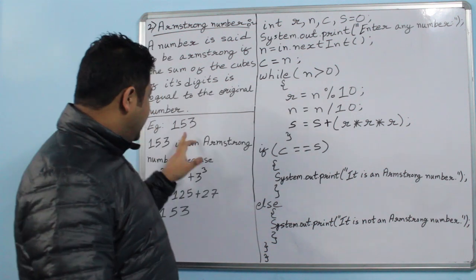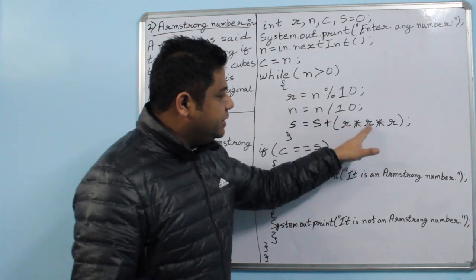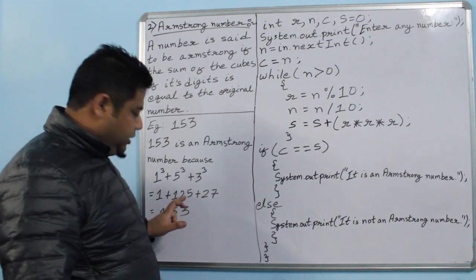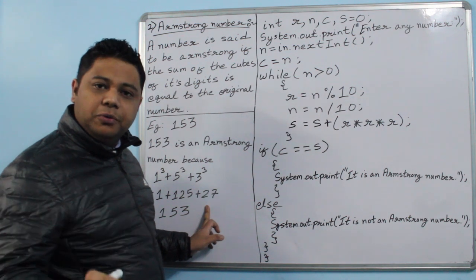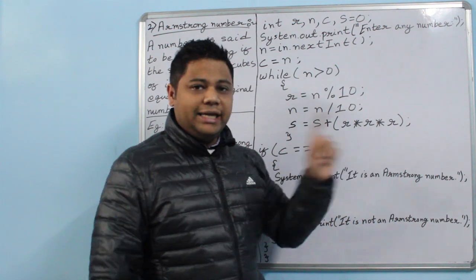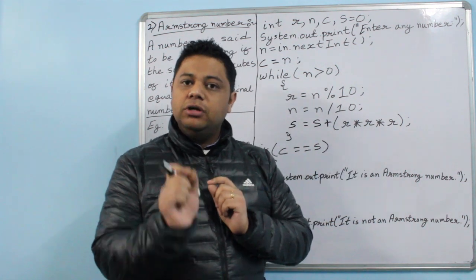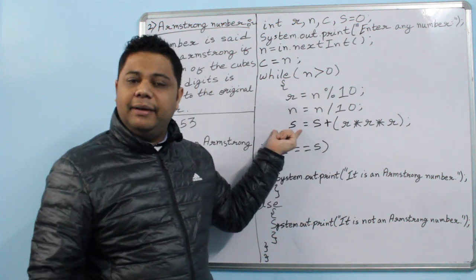Next time the value of R will become 5. If you take the example 153, so 5 will come over here. 5 into 5 into 5 will be 125. So 125 will be added with 27. And that will be 152. And then at the end R will become 1. So 1 into 1 into 1 is 1. And 152 plus 1 is 153. So 153 is stored inside the variable S.